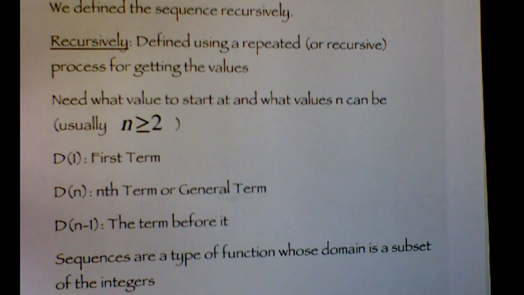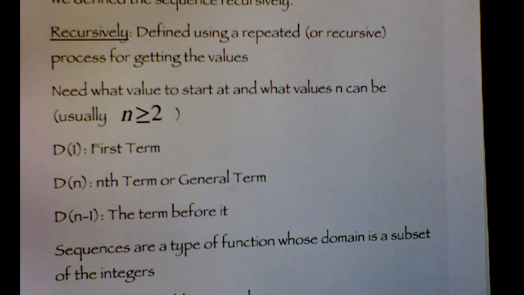D of 1 will always be the first term. Okay, 1 is the term number, D of 1 means the first term. D of n is the nth term or general term. Sometimes your directions will say, give me the general term. That means D of n. D of n minus 1 is just the term before it.